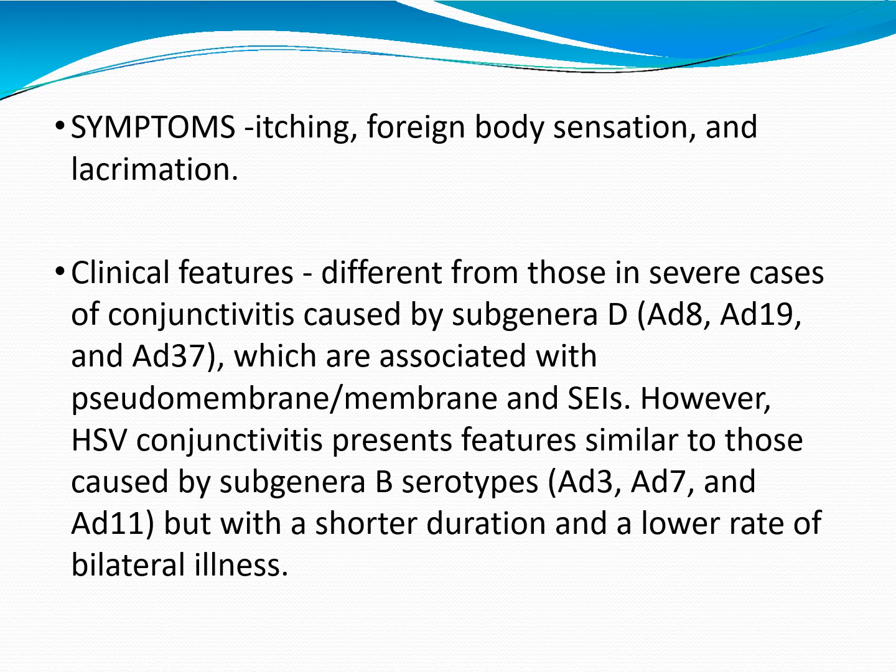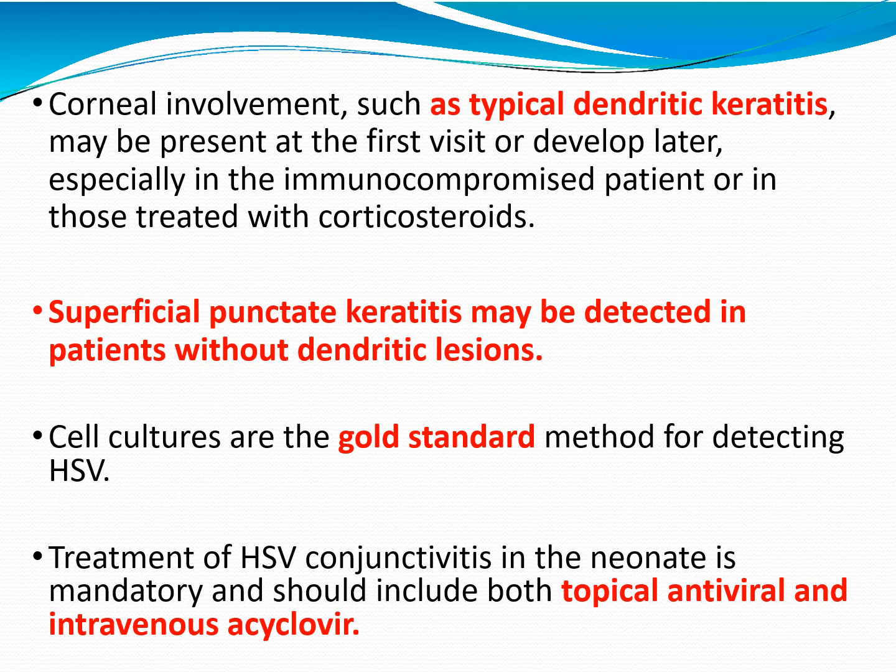The symptoms are itching, foreign body sensation, and lacrimation. Clinical features are different from those in severe cases caused by subgenera T, which are associated with pseudomembrane, membranes, or subepithelial infiltrates. The corneal involvement, such as typical dendritic keratitis, may be present at the first visit, or in some cases these may develop later, especially the immunocompromised patients or who have been treated with corticosteroids. The superficial punctate keratitis may be detected in patients without any dendritic lesions.